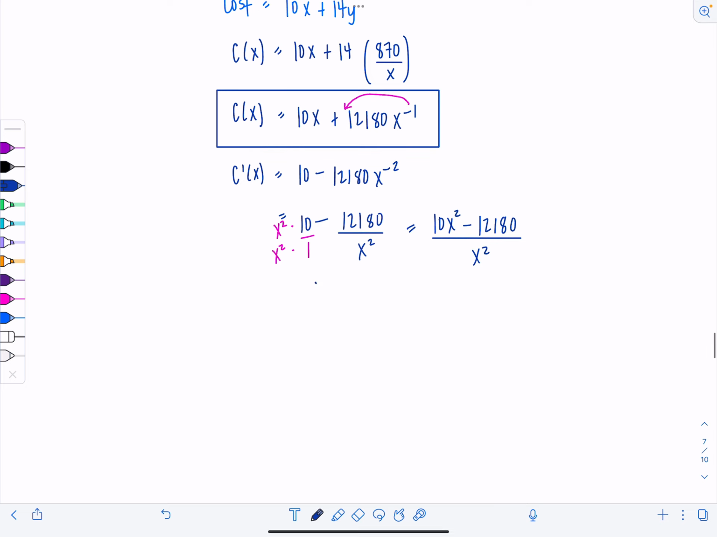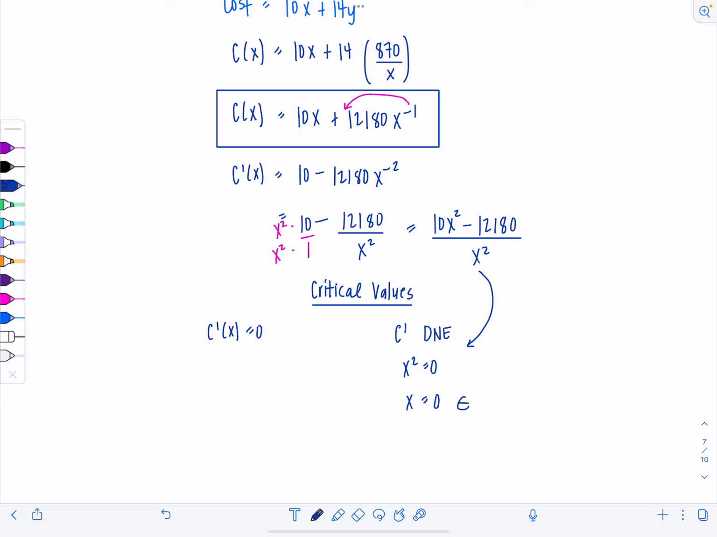Now, critical values come from two places: where the derivative equals 0 and where the derivative does not exist. Now, in this case, the derivative does not exist if x squared is 0, which would mean x is 0. But that's not in the domain of the problem, okay? So, I mean, yeah, of course it would be the cheapest to enclose this field if you don't even get any fencing, but we gotta enclose the field. We have to do what was asked of us.